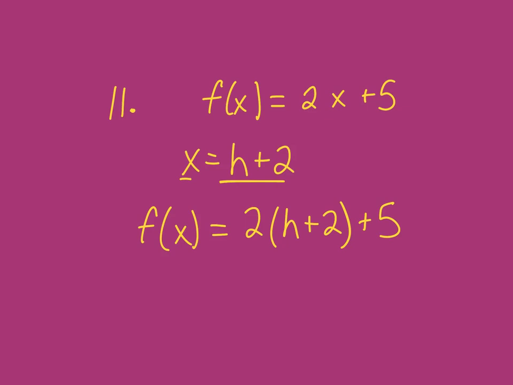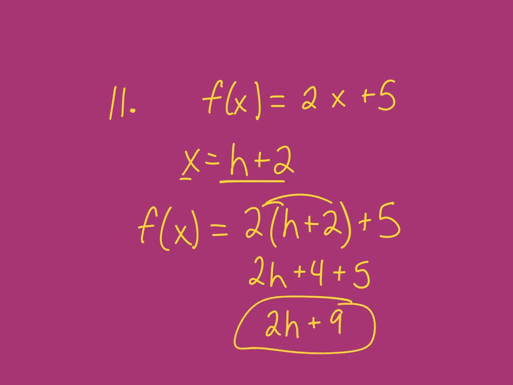How do we figure out h? You're not going to know what h is, so you're just going to leave your answer with h. So 2 times h, 2h, 2 times 2, plus 5. Can I simplify that any further? Yeah. 2h plus 9, that's your answer.